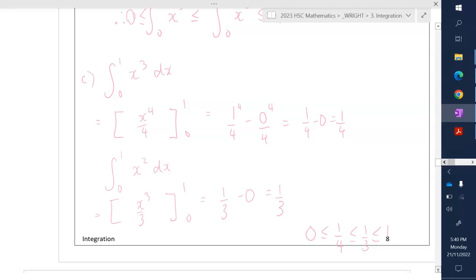That's a good start for this exercise 4C. I want you to go and have a go at that now and bring any questions in to me.